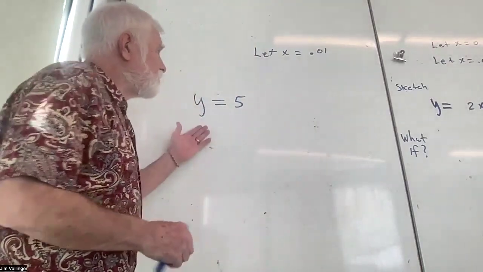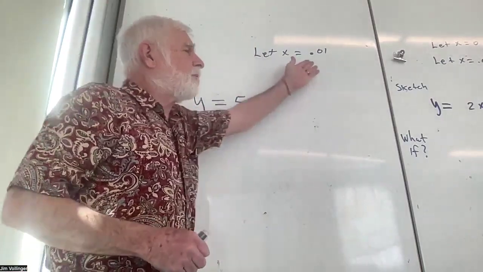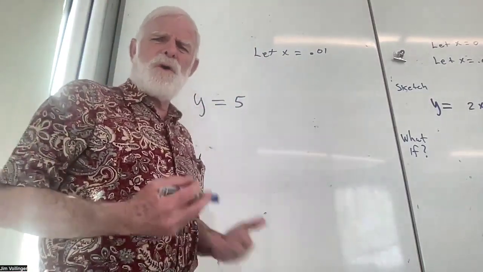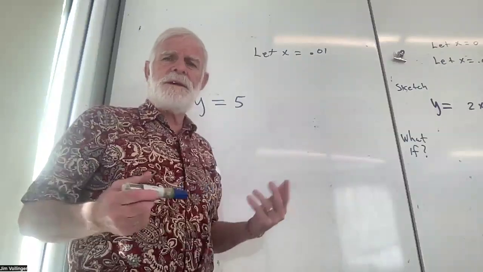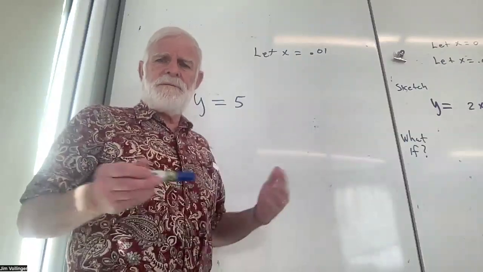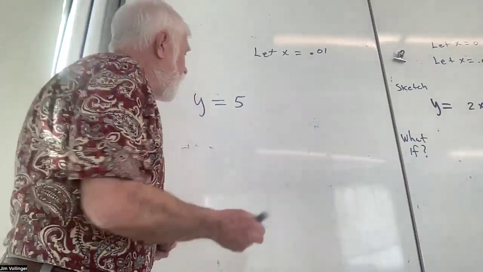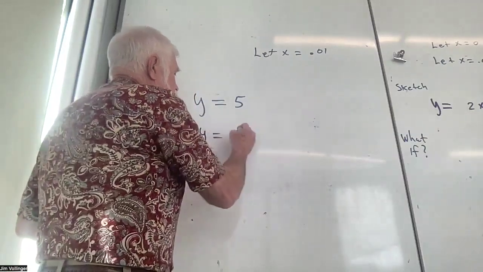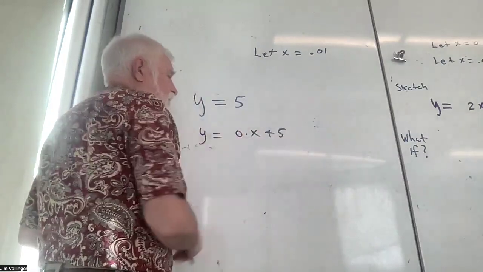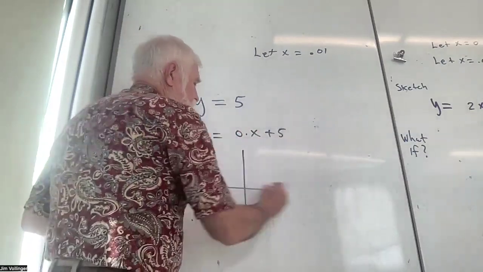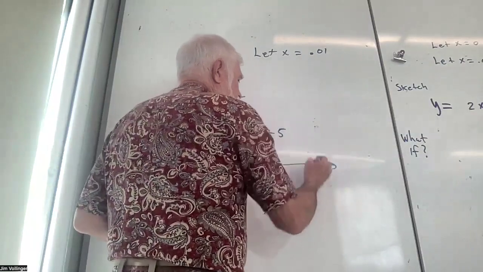All right, so y equals 5. I'm going to let x equal 0.01 to give a little feel for local behavior near the origin. Certainly when x is 0, we can immediately figure out some values. Now, 5 is really y equals 0 times x plus 5. So it doesn't matter what the x is, you get 5, and that's why the graph looks like a horizontal line.